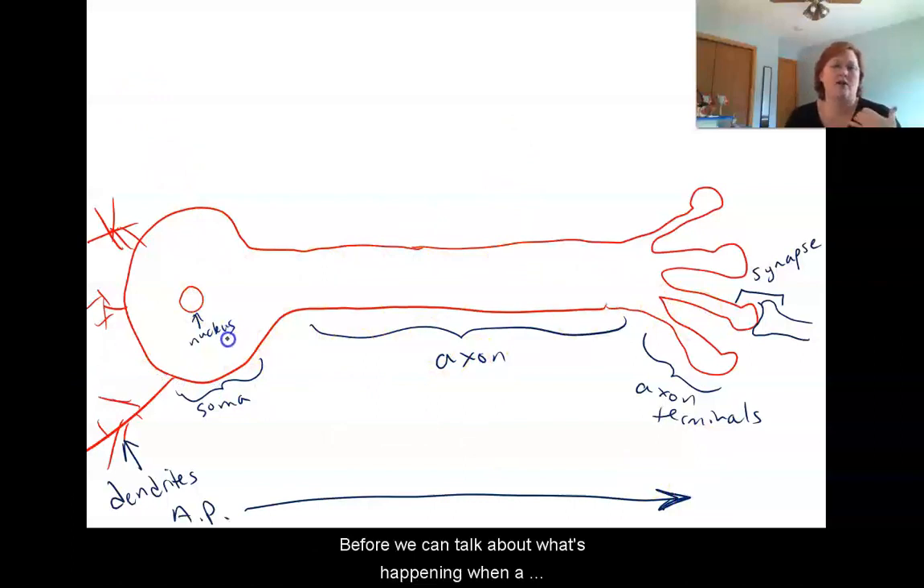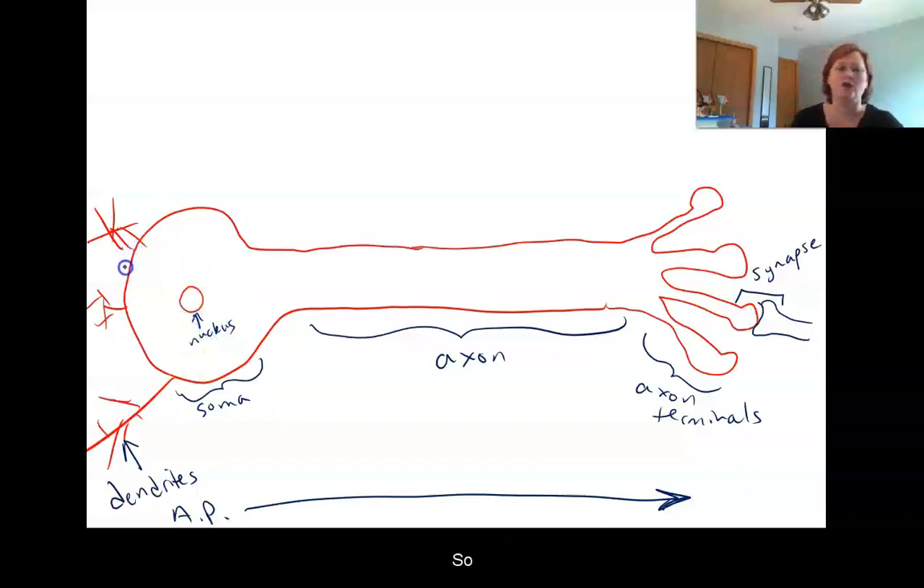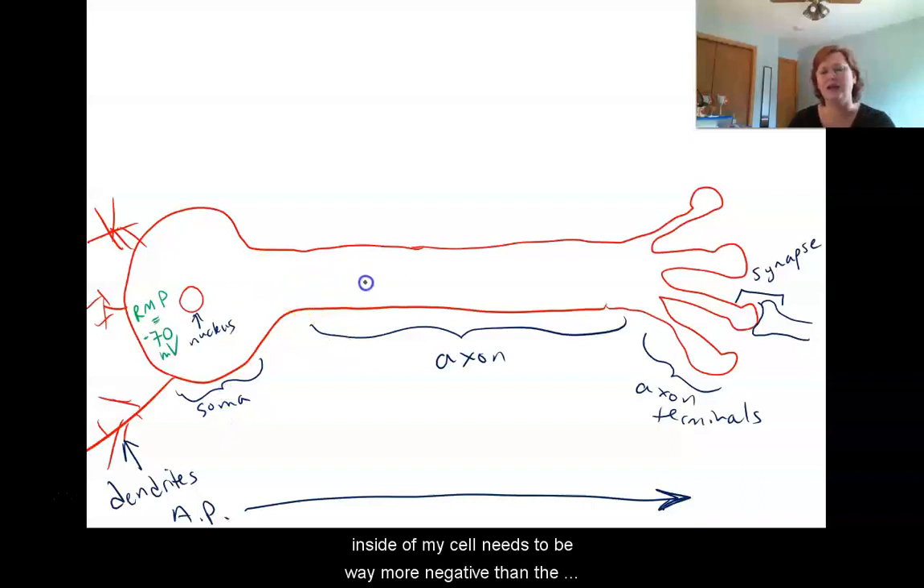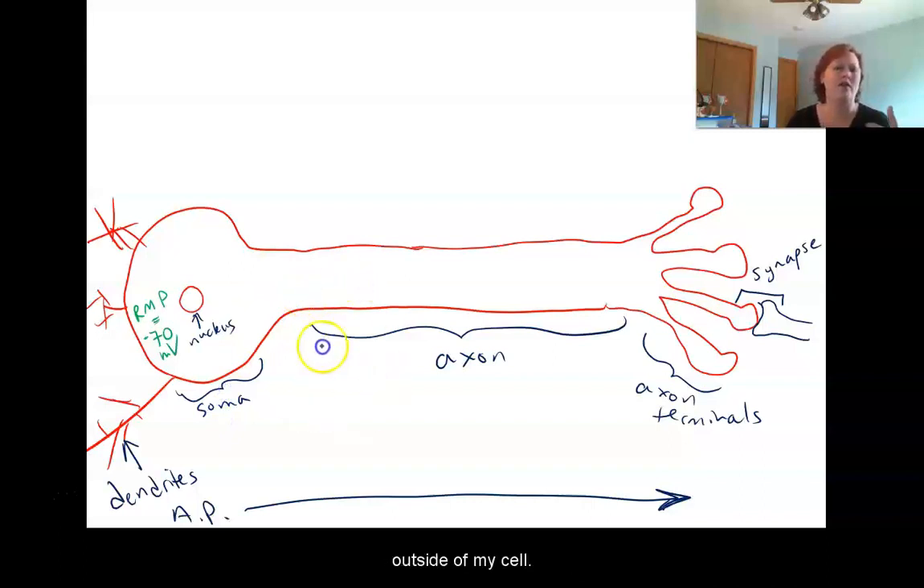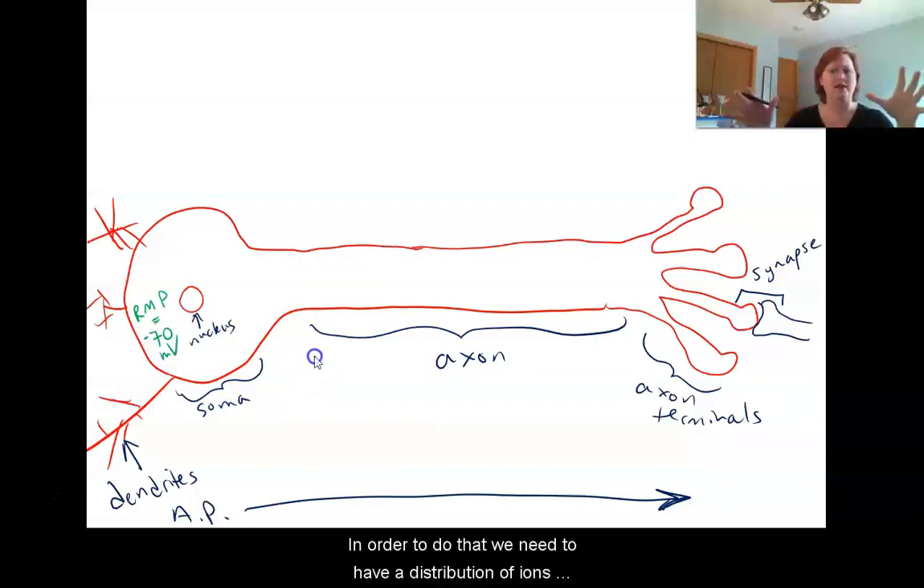Before we can talk about what's happening when a neuron fires, we need to know how it stays ready to fire. So the inside of my neuron needs to have a resting membrane potential of minus 70 millivolts. What that means is the inside of my cell needs to be way more negative than the outside of my cell. In order to do that, we need to have a distribution of ions inside and outside so that my inside can be more negative.